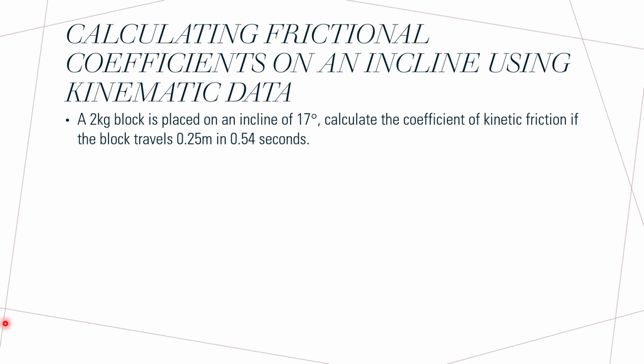As you can see in the question, it's quite slim. There's not a lot of data that we've been given. However, with simply just this kinematic data here, so the displacement and the time, we should be able to have enough information to complete some calculations and find the coefficient of kinetic friction of an object. So here it just says we have a 2 kilo block. It's placed on an incline of 17 degrees. And with this kinematic data, we should again be able to find the coefficient of kinetic friction. Let's get straight into that solution.